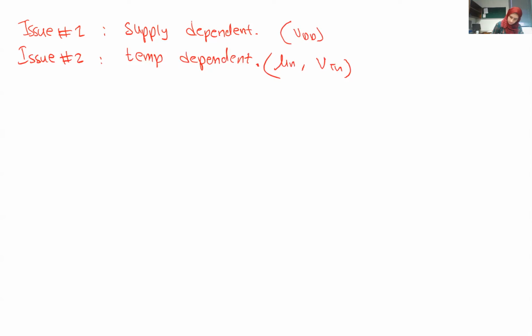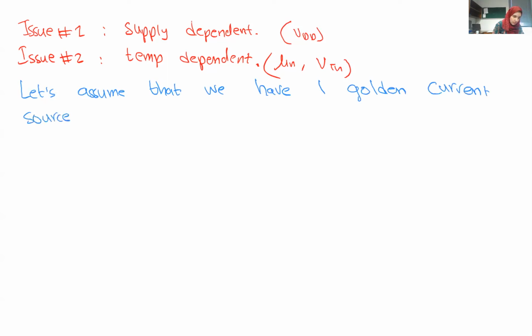Now let's assume that we have one golden current source, meaning that it's temperature independent and also supply independent.